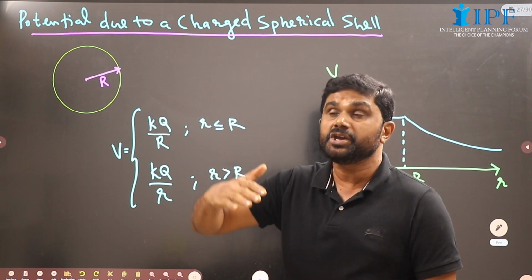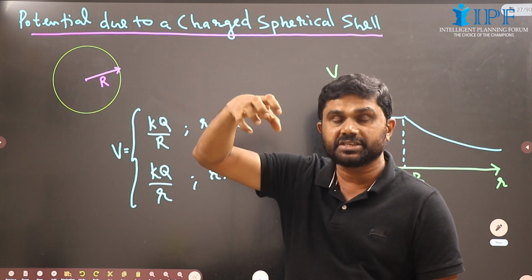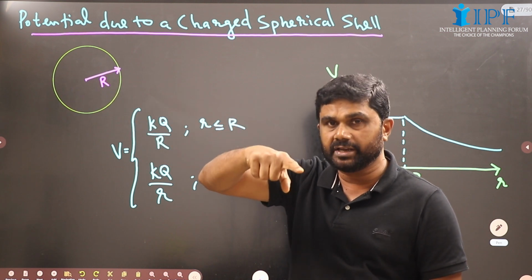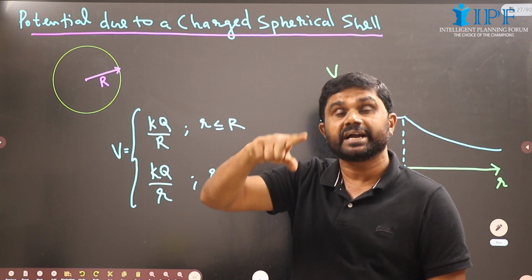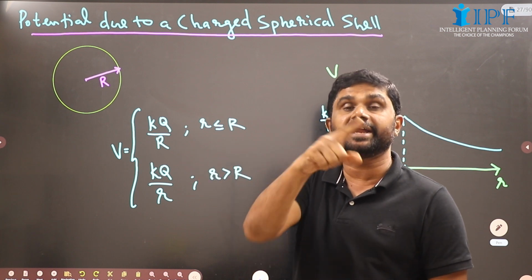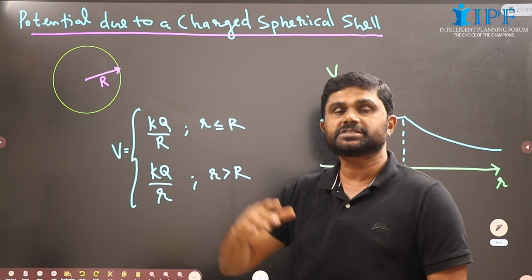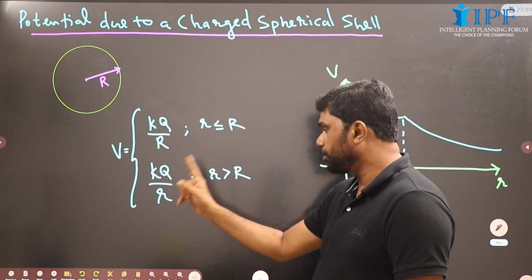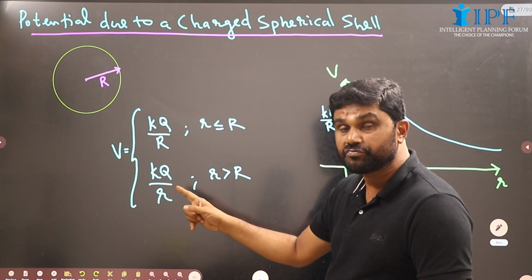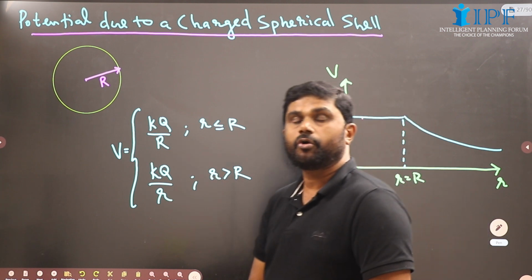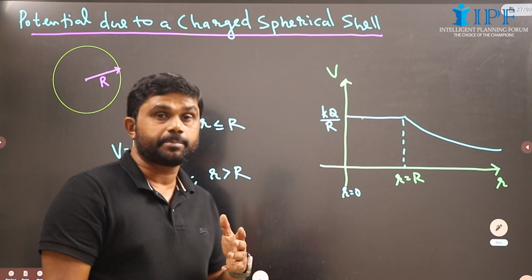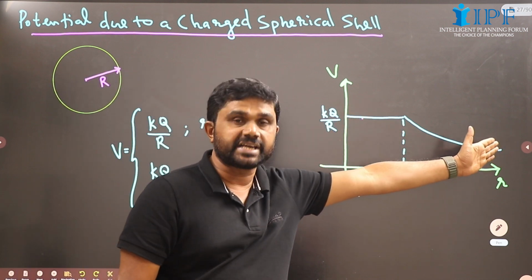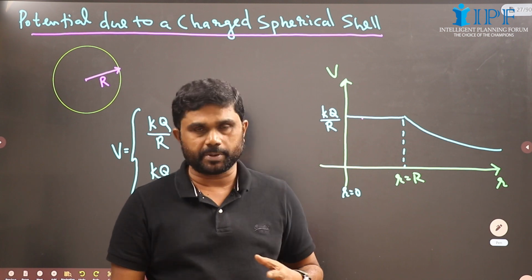And as we move beyond the surface, where the distance of the point of observation at which we want to find the electric potential is greater than the radius of the shell, meaning the point of observation is outside, the potential decreases as 1 by r. Or the potential is inversely proportional to the distance. So this will be the graph. It is again a rectangular hyperbola.